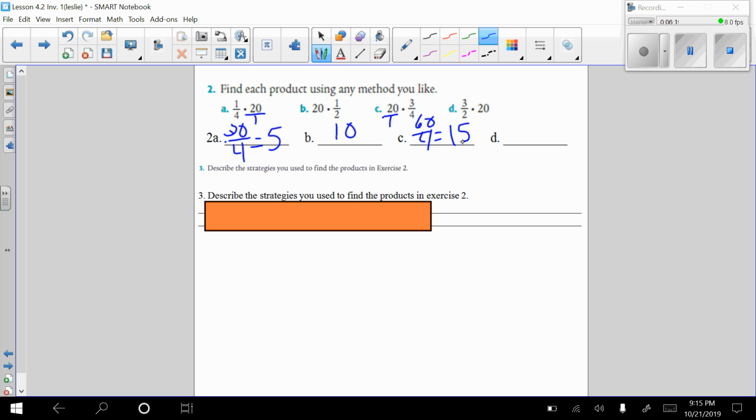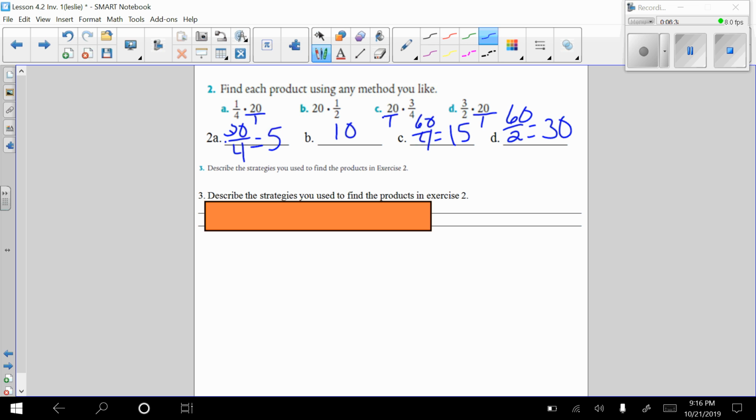Well, that's really 1 1/2 times. I could do it the same way. Put the fraction over 1. 3 times 20 is 60. 2 times 1 is 2, which gives me 30. Or you could have done it in your head: 1 full 20 and half of another.